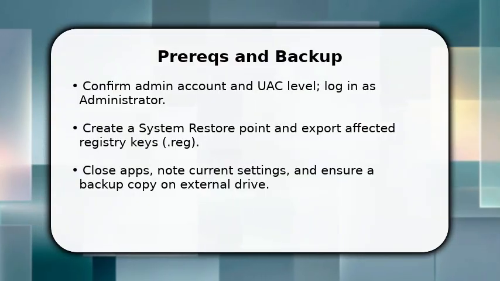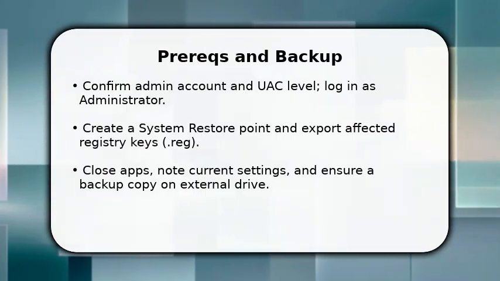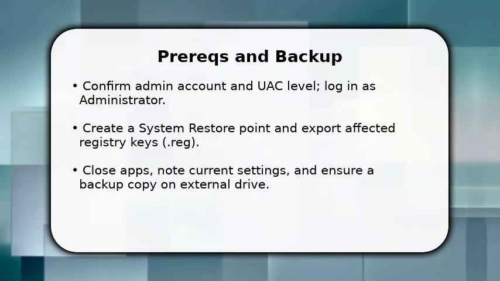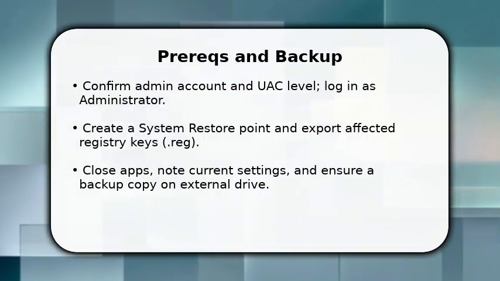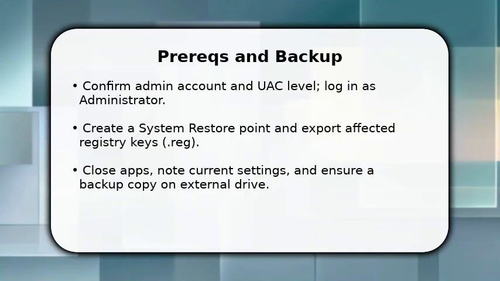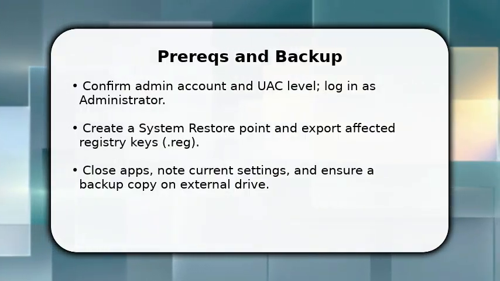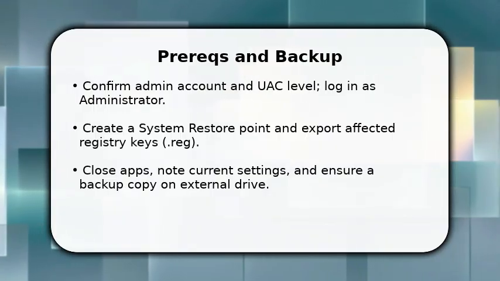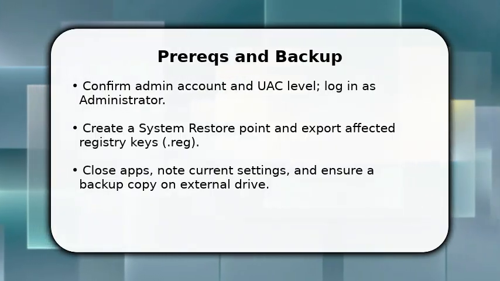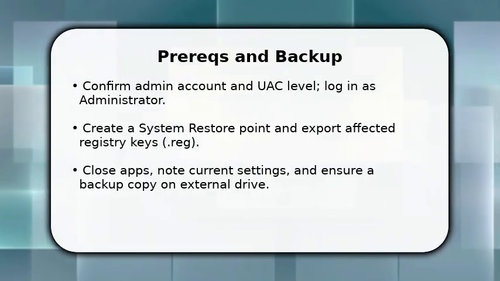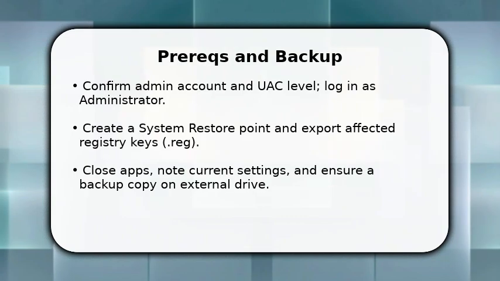You start by preparing. You must use an administrator account and lower UAC prompts only if necessary. Create a system restore point now, then export the registry branch you plan to reset to a .reg file so you can restore it later. Once done, copy that .reg file to an external drive and close all running applications to prevent in-use key conflicts. This minimizes data loss and ensures you can revert quickly if anything goes wrong.